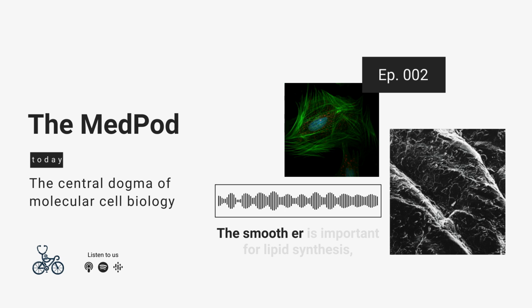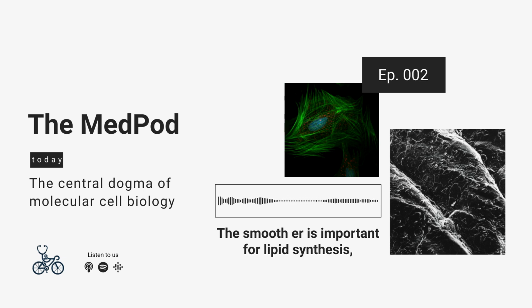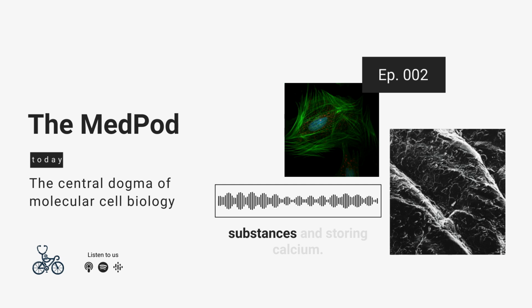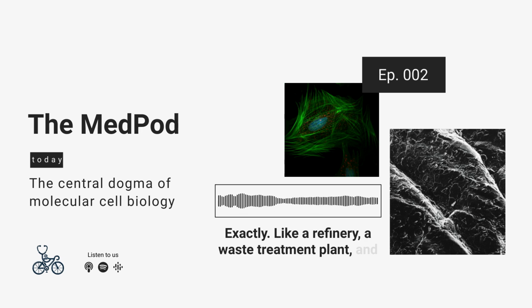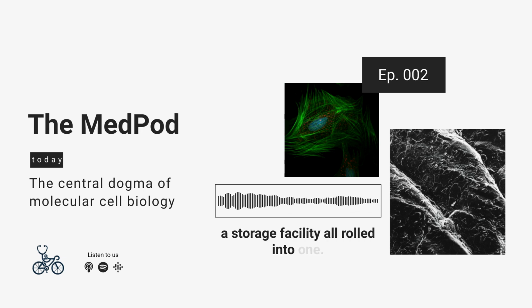The smooth ER is important for lipid synthesis, detoxifying harmful substances, and storing calcium. Wow, so it's like a multi-purpose facility. Exactly, like a refinery, a waste treatment plant, and a storage facility all rolled into one.